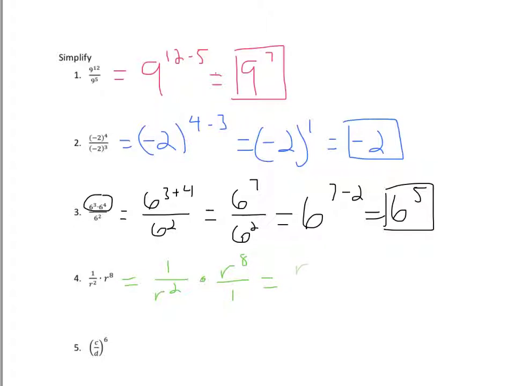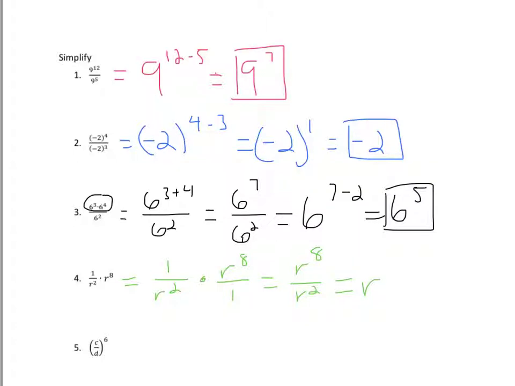So 1 times r to the 8th is r to the 8th. r squared times 1 is r squared. And we've got r to the 8th divided by r squared. So now we can use our quotient of powers rule. So we keep our same base, keep our r there.